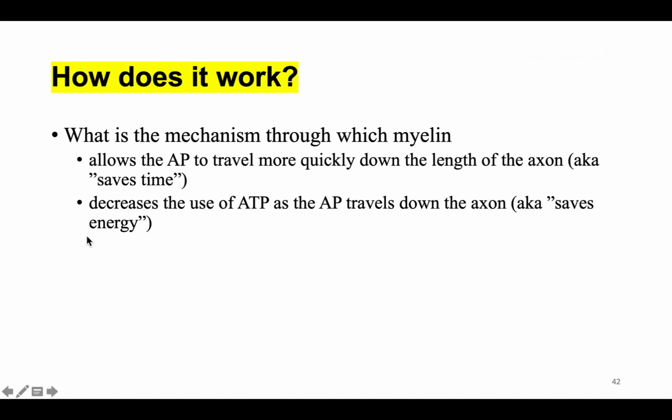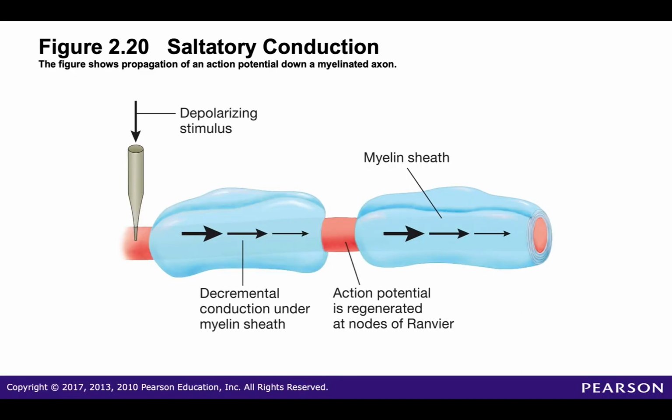So then the next question is, how exactly does myelin allow that to happen? How does myelin allow the action potential to travel more quickly? How does myelin decrease the use of ATP for the sodium-potassium pump? There's a really great Khan Academy video on saltatory conduction and another one on axon diameter and myelination. You should absolutely watch both of those videos because they'll probably explain it a lot better than I do.